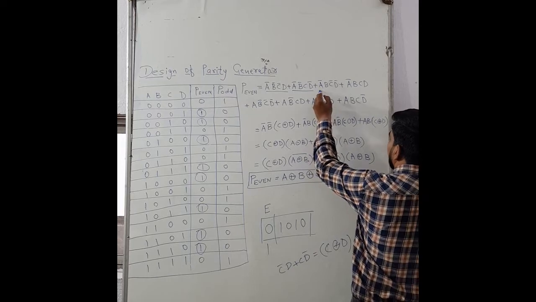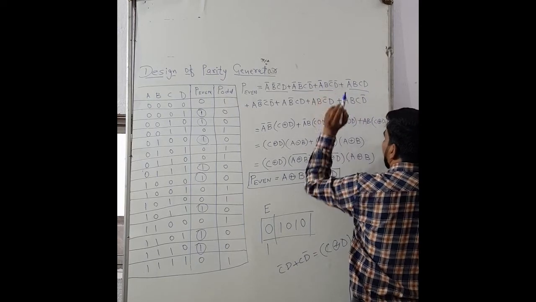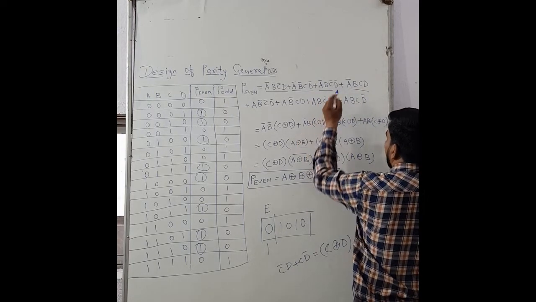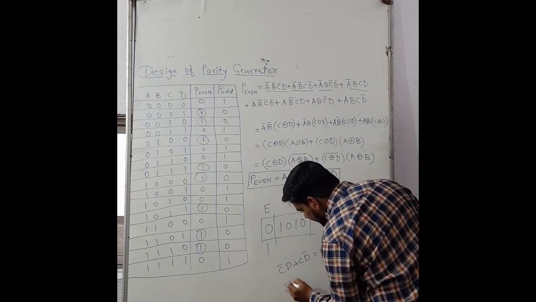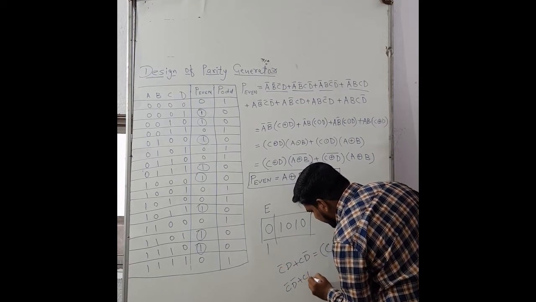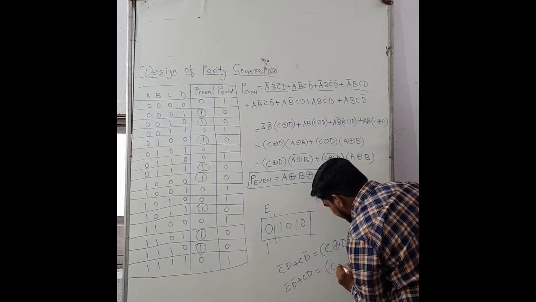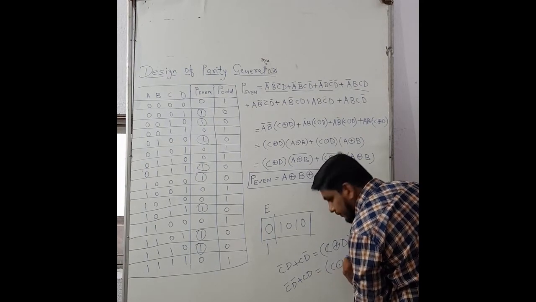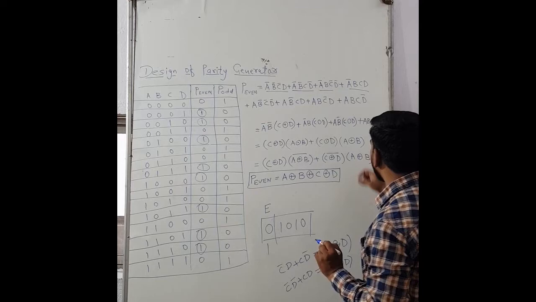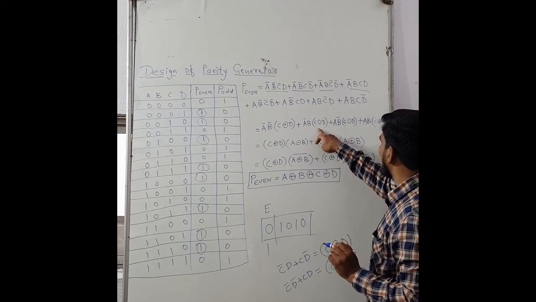Now from these two terms, if we are taking a bar b common, we are getting c bar d bar plus c d. C bar d bar plus c d is nothing but c XNOR with d. So we have replaced it with c XNOR with d.